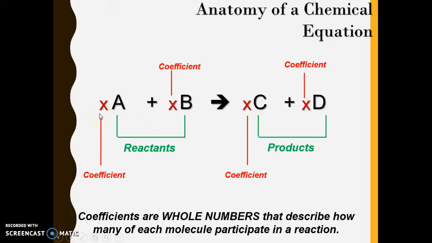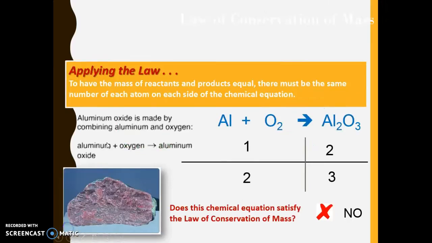They're going to be whole numbers. I have them represented as x right here. They won't all be the same. Don't get confused. It's not like if you have 1 in front of A, you need to have 1 in front of B, C, and D. Coefficients are just going to be whole numbers that describe how many of each molecule participate in a reaction. So when we apply the law of conservation of mass, we need to make sure that there are the same number of each atom on each side of the chemical equation.